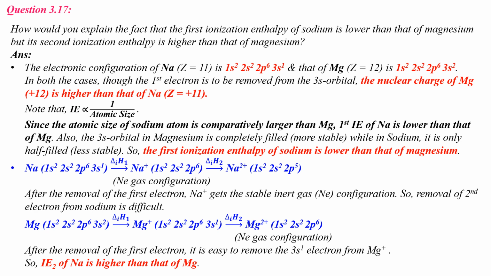What happens on removing a second electron from Mg+? You get Mg2+ with an electronic configuration of 1s2 2s2 2p6. Here again, 1s2 2s2 2p6 corresponds to the neon gas configuration. So after the removal of the first electron, it is easy to remove the 3s1 electron from magnesium. So IE2 of sodium is higher than that of magnesium. This is why the first ionization enthalpy of sodium is lower than that of magnesium, and the second ionization enthalpy of sodium is higher than that of magnesium.